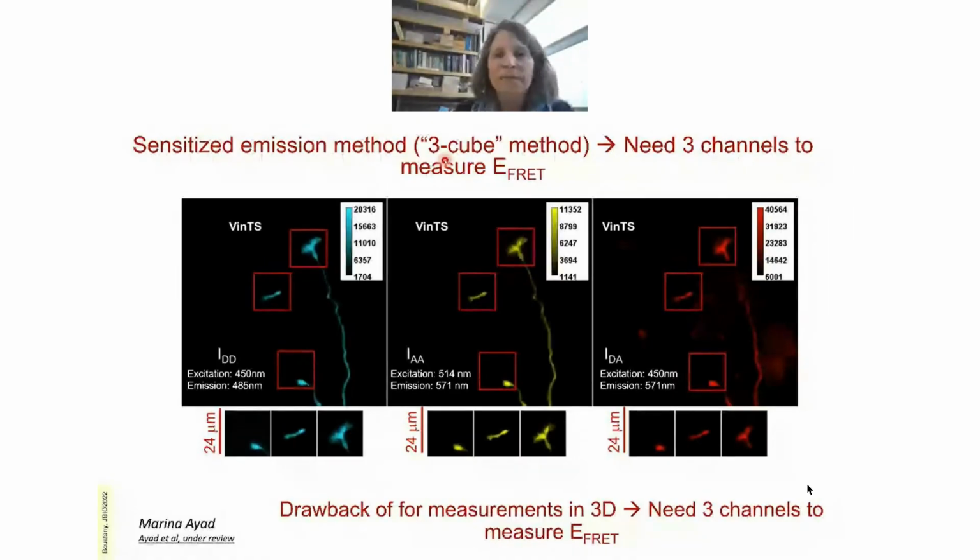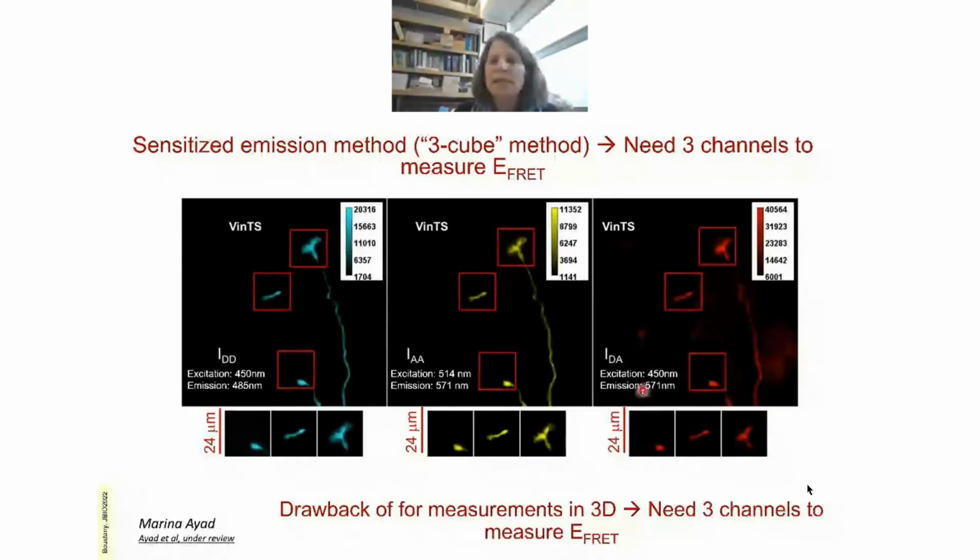But just to explain a little bit how it works here for the sensitized emission method, and to see that it might be cumbersome for 3D measurements, what we do is we need to take measurements in 3 channels: the donor channel, the acceptor channel, and the FRET channel. And in this FRET channel is where we expect to measure that signal due to resonance energy transfer.